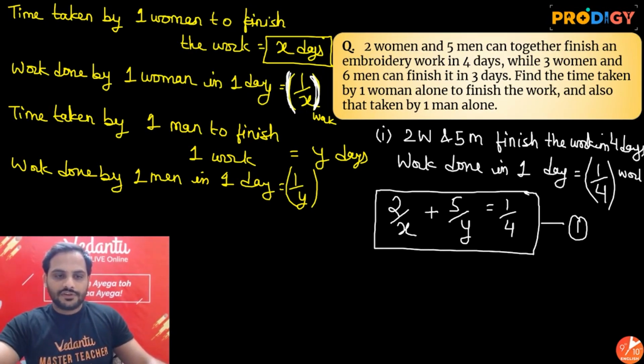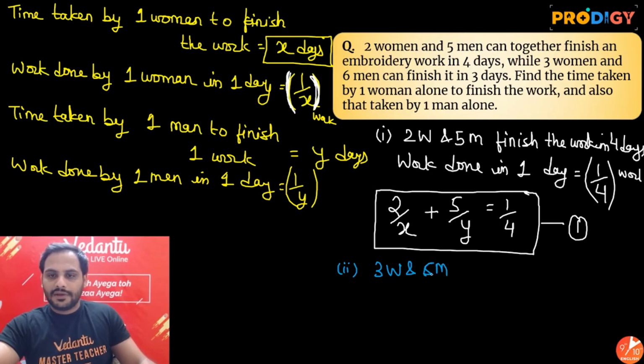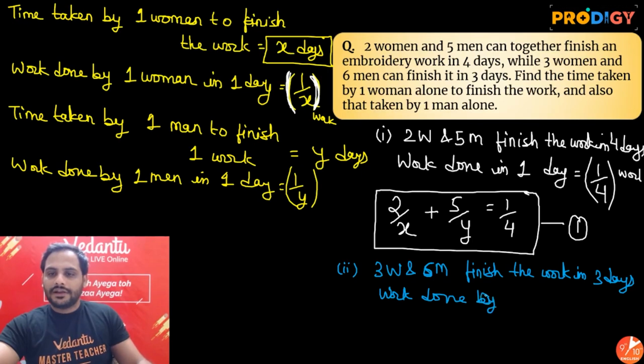Guys, what should be my equation 2? If I see, 3 women and 6 men finish the work in 3 days. So I can clearly say the work done by them in one day will be 1 by 3, the reciprocal of the number of days. 1 by 3 of the work they have completed.